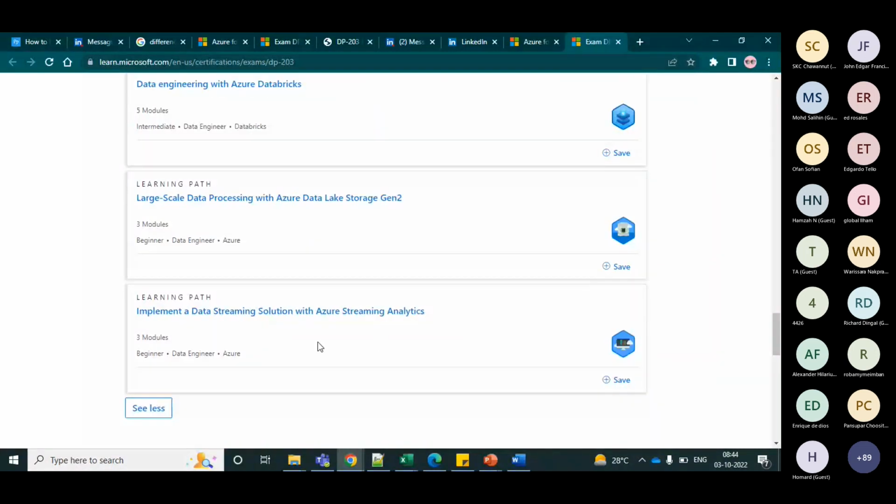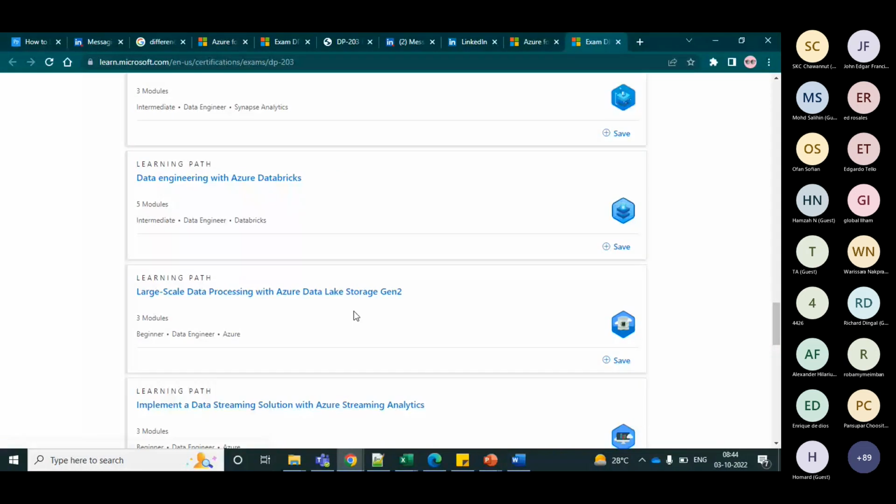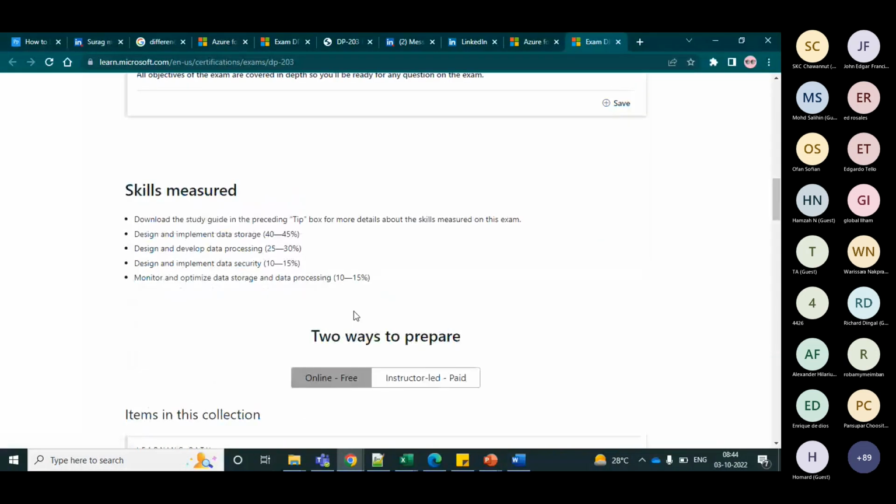And then you have some streaming services like Stream Analytics and Event Hub. These are some services also. So this is about Azure-related services that you can focus on, and then the free modules are also available that you can go through, and then you can plan for the exam and schedule it.